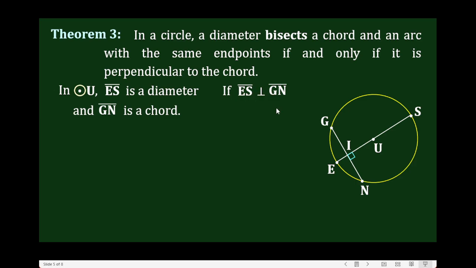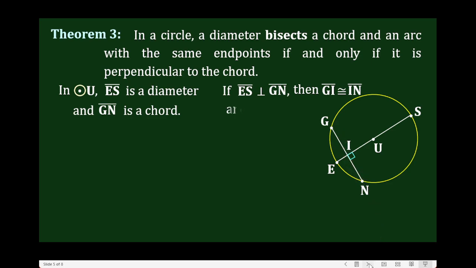So if this is the case, if the diameter is perpendicular to the chord, then the chord is actually divided into two equal parts. So segment GI is congruent to segment IN. Okay? So that is what we mean by theorem number 3. The diameter bisects a chord if this diameter forms a right angle with the chord, or if the diameter is perpendicular to the chord.